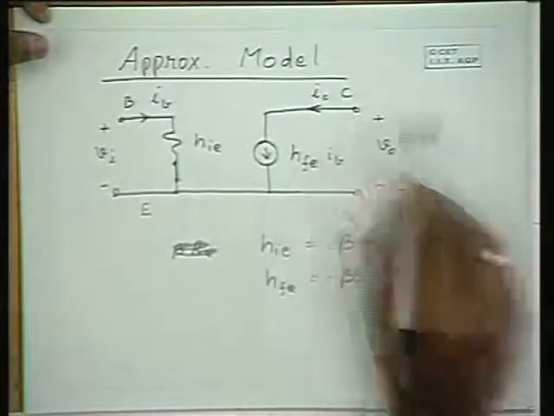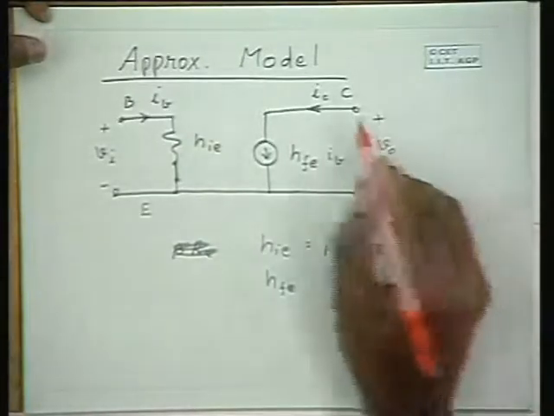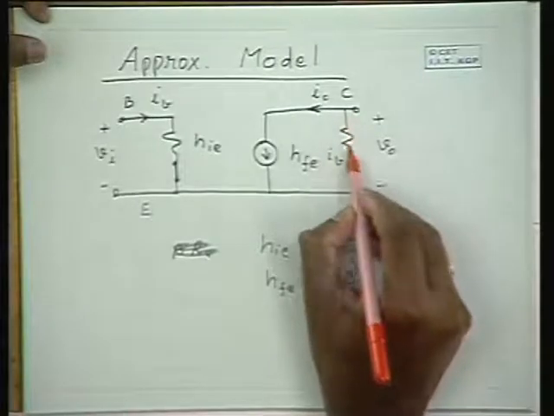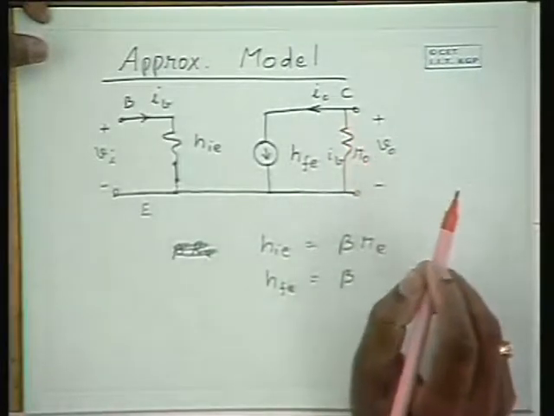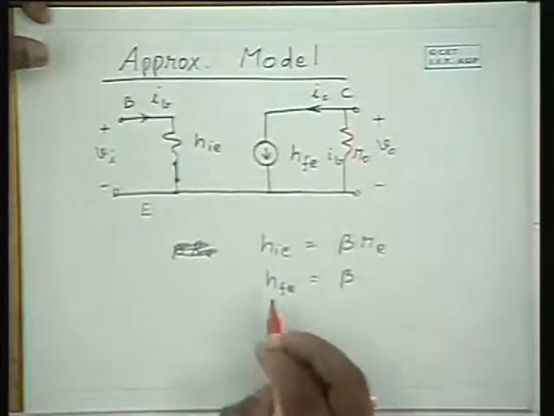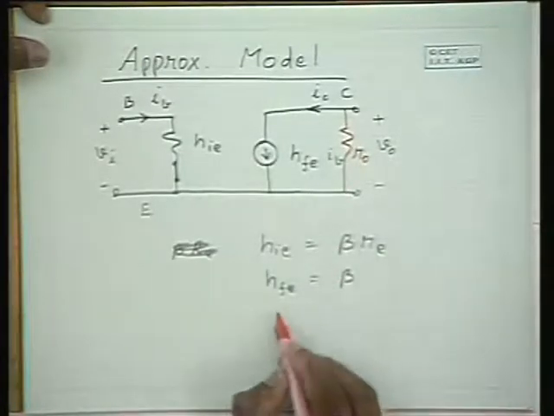Now please note that the accurate RE model has a small r naught included. So what is this r naught now?